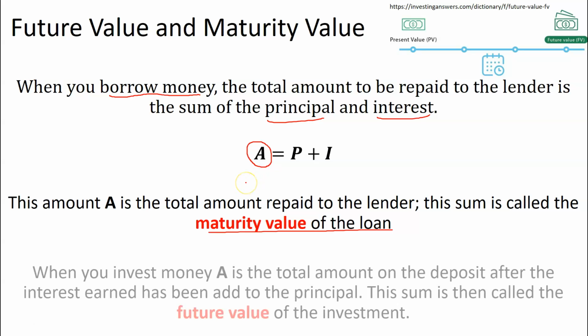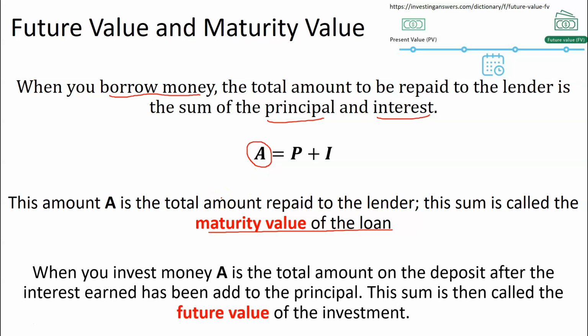But if you're the one doing the investing, when you invest your money, you're lending your money to somebody else. Then this is referred to as the future value, because you're looking at it from the standpoint of an investment, what's this going to be worth later on? Okay, so you've got present value, and you're going to see this term again later on. Present value is what it is now. Future value is what it'll be later.